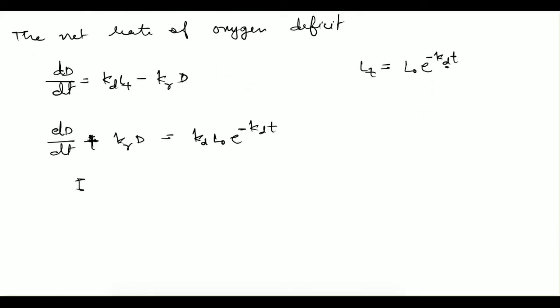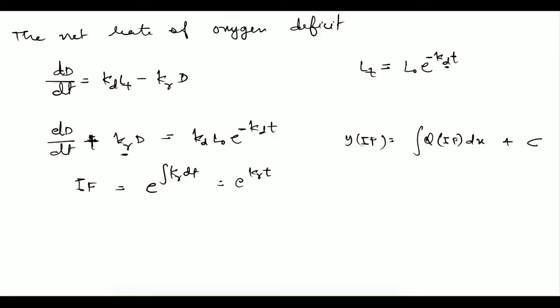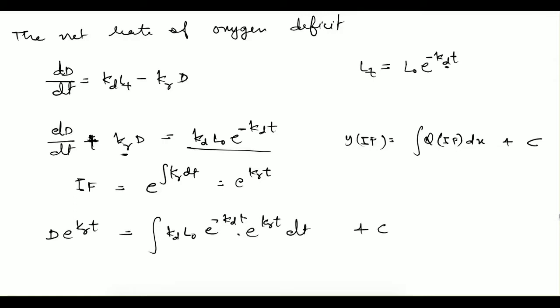So we can find the integration factor, which would be equal to e to the power integral of kr dt, that is e to the power kr into t. Now the solution is given as, if you remember, y into integration factor is equal to integration of Q into integration factor dx plus c. Here also we are doing the same thing. So D into e to the power kr into t is equal to integral of Q, that is kd L naught e to the power minus kd into t, multiplied by the integration factor e to the power kr into t, dt, plus a constant c.